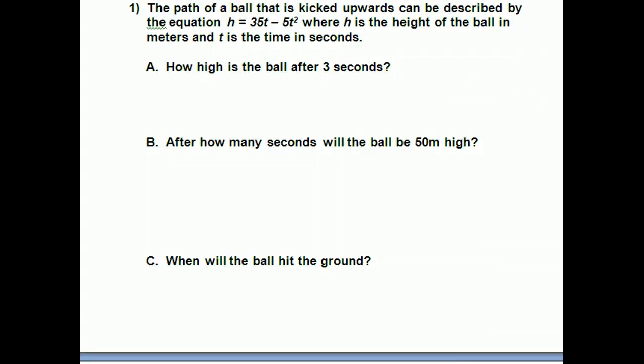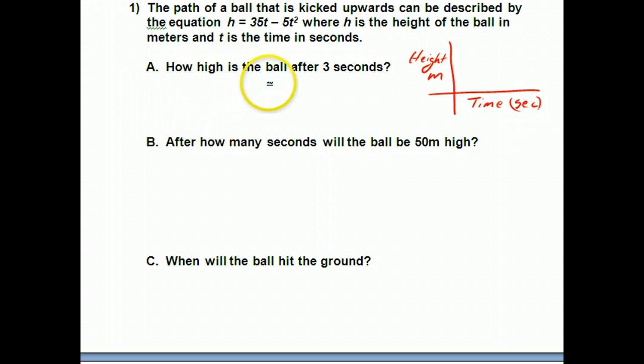Okay, so it says the ball is kicked upwards, and it can be modeled by the equation h is equal to 35t minus 5t squared, where h is the height of the ball in meters, and t is the time in seconds. So if we draw a little picture here, we know that our time t is along the x-axis, and it is in seconds. Okay, and our height along the y-axis is in meters. And they've given us this nifty little formula that we can use here that models the path of our ball perfectly.